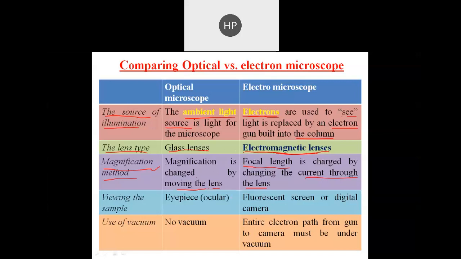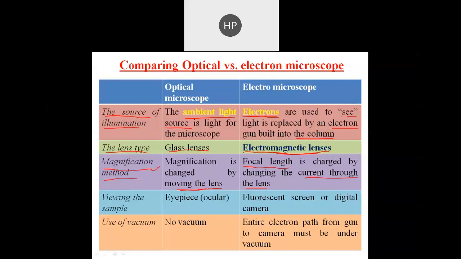While here the magnification is changed by moving the lens. Okay, we can simply move the lens in a particular direction, as well as we can replace the lens by a higher magnified lens. So this is how we can do the magnification of an image in this optical microscope as well as in an electron microscope.